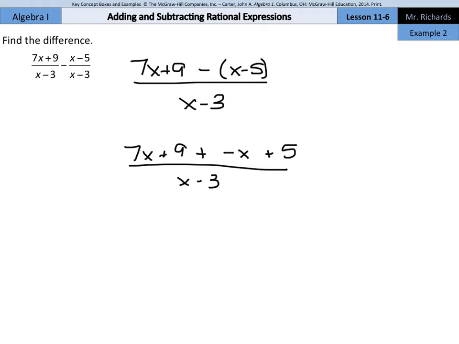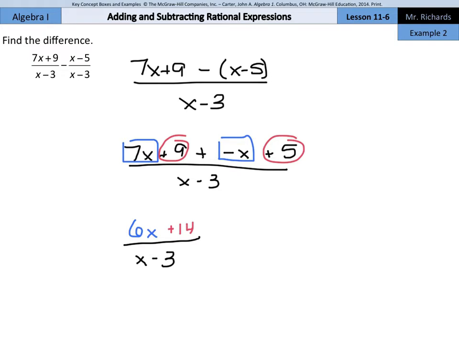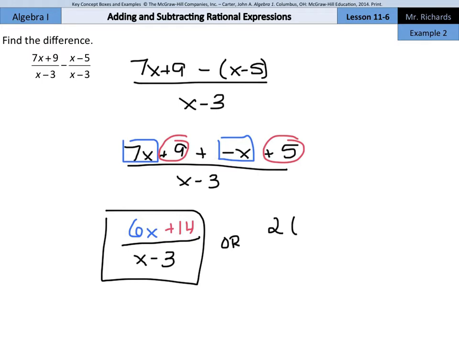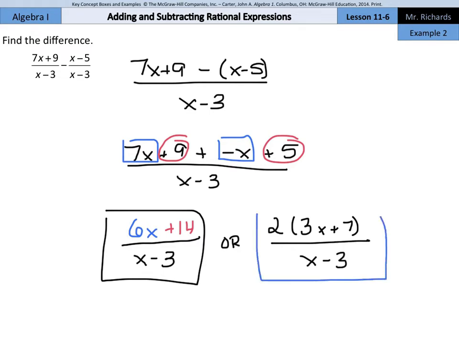So now if I were to add my like terms up here, I have a 7x and a negative x, so that's 6x. I have a plus 9 and a plus 5, so that's plus 14. And that's all over x minus 3. This does work for an answer here. Or if you really wanted to, you could factor out a 2 and call this 2 times 3x plus 7 all over x minus 3. Either answer works.